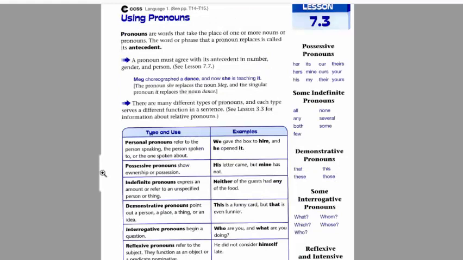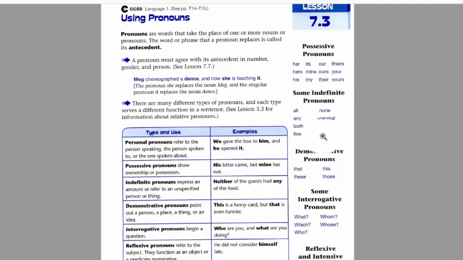Then in lesson 7.3, we talked about using pronouns, and we said that pronouns are words that take the place of another noun, one or more than one noun, and the word that this pronoun refers to is called the antecedent. The pronoun and antecedent must agree in three things: in number and gender and person. These are examples of possessive pronouns. They don't take an apostrophe at all, like her and its and so on.